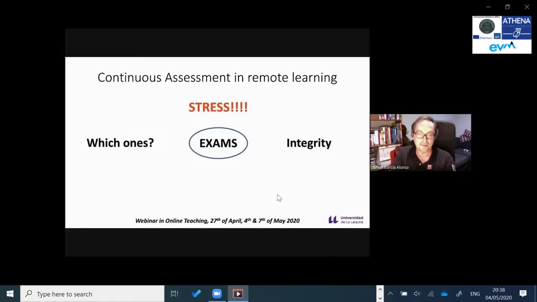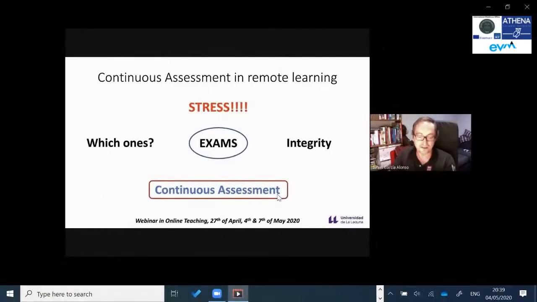The exams make us very stressed, because we have two main questions we want to answer. What kind of exams do we have to use in this situation? And how can we be sure about the integrity of the exams we make? For those two questions, I think we have to suggest a kind of assessment that is good and can solve both questions, which is continuous assessment. But what do we mean by continuous assessment?